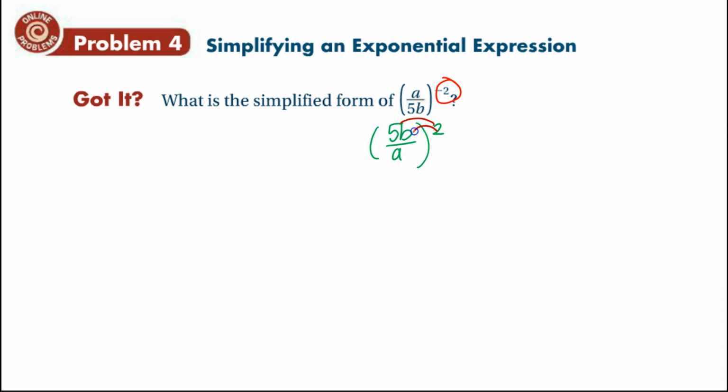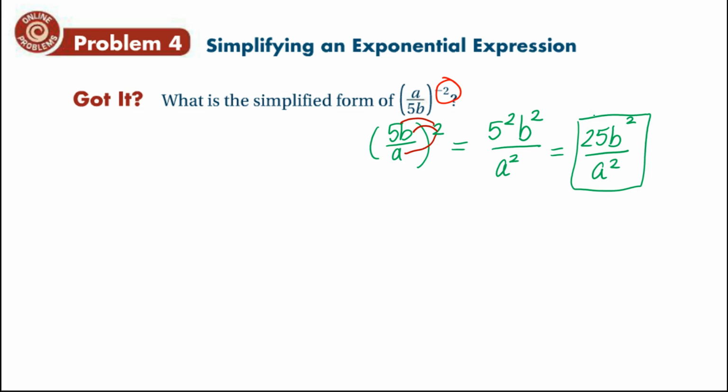Now we can distribute that 2 to all the terms involved. So 5 squared b squared divided by a squared equals 25b squared divided by a squared. Nothing more that we can simplify, so that would be our answer. Go ahead and pause here while you complete questions 7 and 8 before you check your answers.